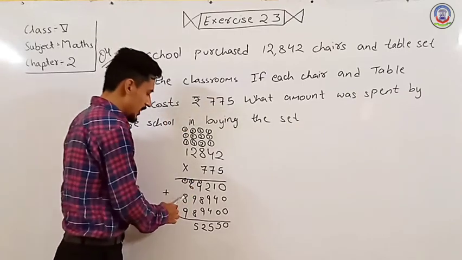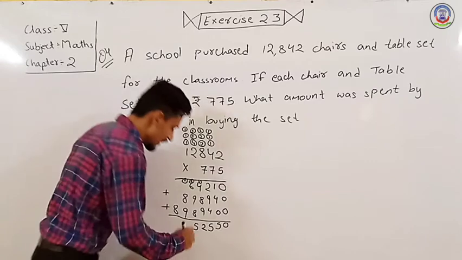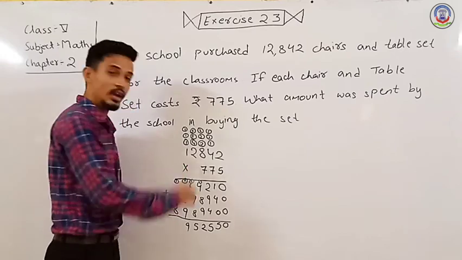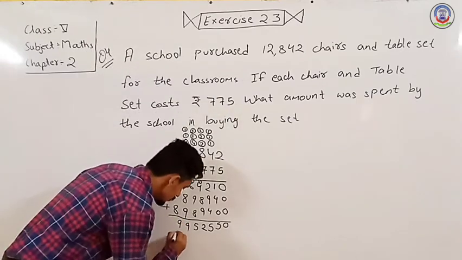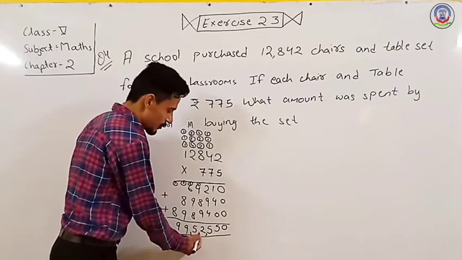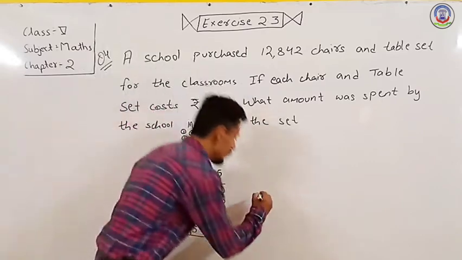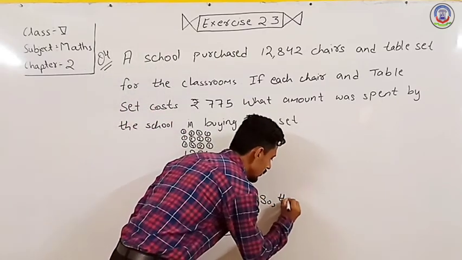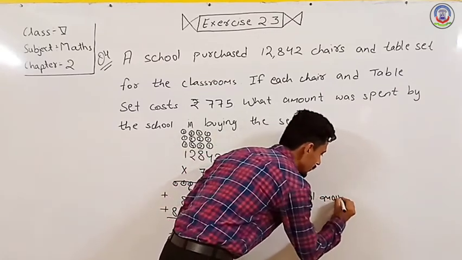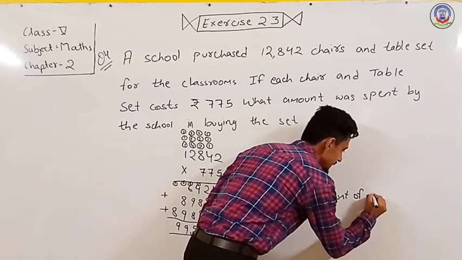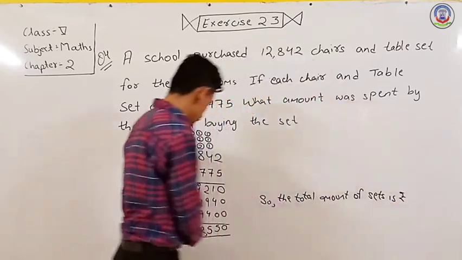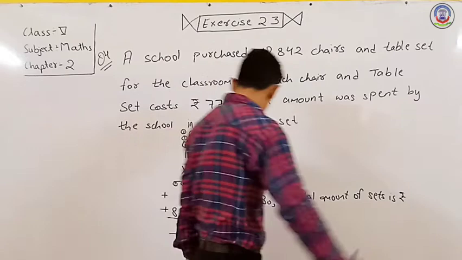Next we have 2, 8 and 9. So addition of this is 19. So we write 9 here and 1 goes to carry. Next we have 1 and 8. So it is 9. So our product is 99,52,550. So we write, so the total amount of sets is rupees, how much rupees? 99,52,550.